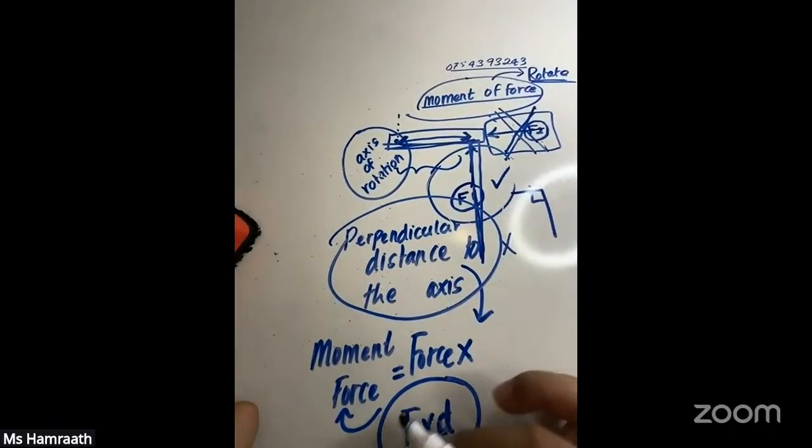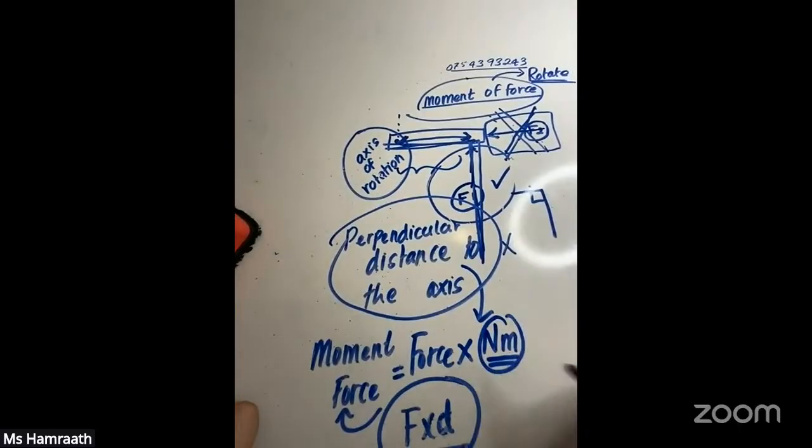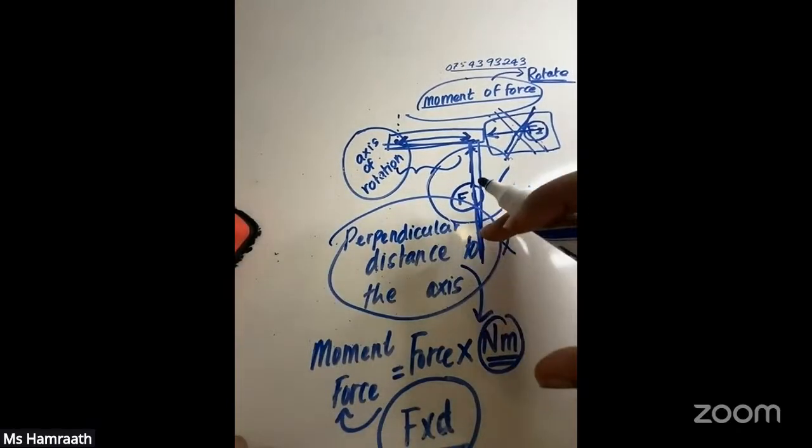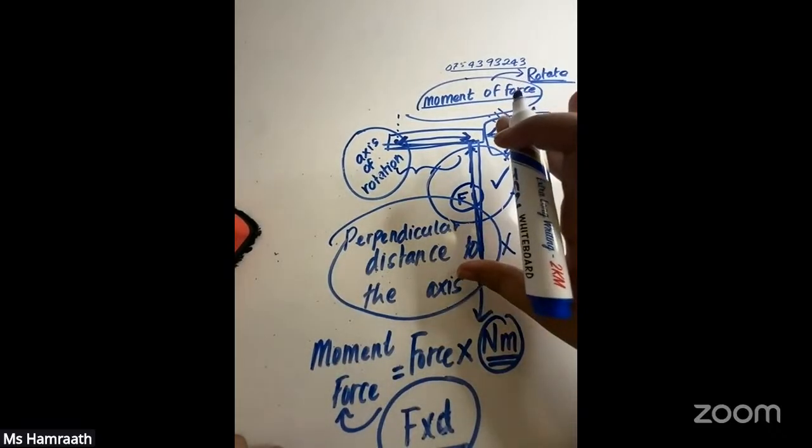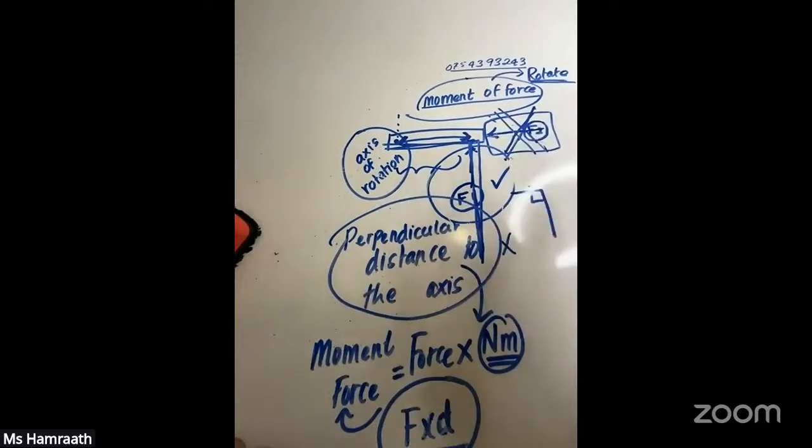So what is the unit you measure the force? Newton. What is the unit you measure the distance? Meter. So this is going to be the unit you measure the moment of force: Newton meter. The unit for the moment of force is going to be Newton meter. So let me explain one more time before I go to the next part.